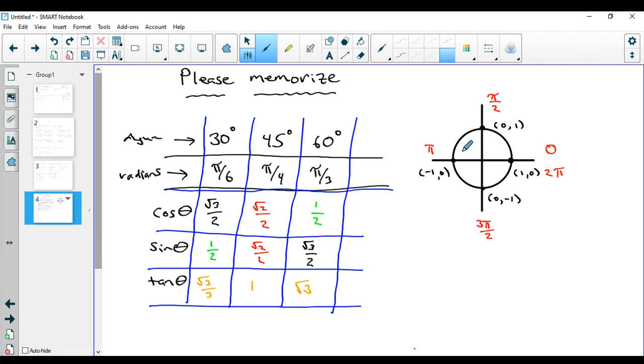Now, how do you do sine, cosine, and tangent? Well, it's pretty simple. So the x values on the unit circle are going to correspond to the sine of your rotation. So the sine of, I'll say theta.